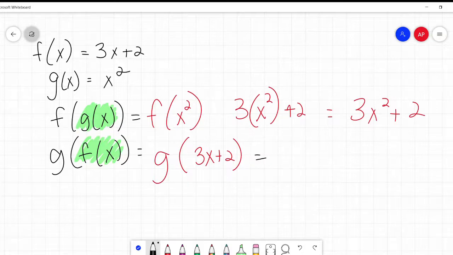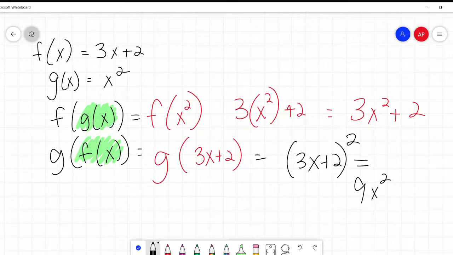Because it says x squared, they're telling us to plug in 3x plus 2 for x, and then square it. And I'm not going to go into detail about how to do this. If you want to see about multiplying binomials, there's a link in the description below. I have a video on that. Okay, so that's going to be 9x squared plus 12x plus 4. And that would be your final answer, 9x squared plus 12x plus 4.